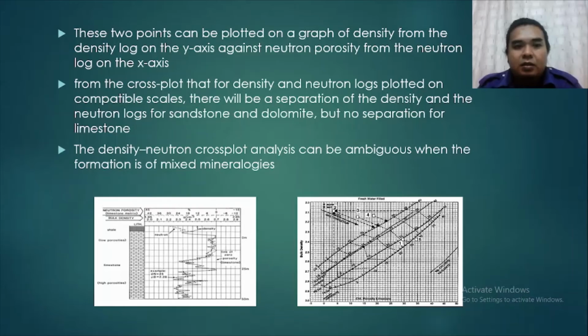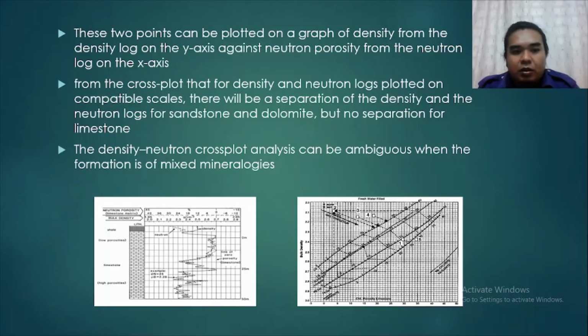Okay, next, the two points can be plotted in a graph of the density on the log y-axis against neutron velocity on the log x-axis, and is plotted here on the graph. For the cross plot of density and neutron logs plotted in a compatible scale, there will be a separation of the density and the neutron logs for sandstone and dolomite, but no separation for limestone.